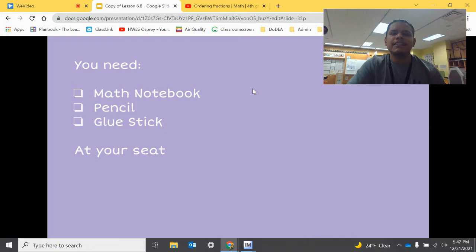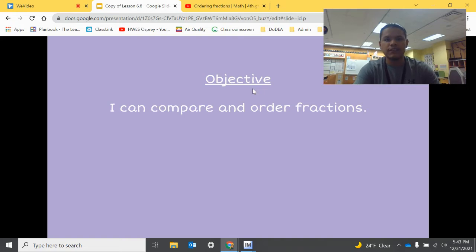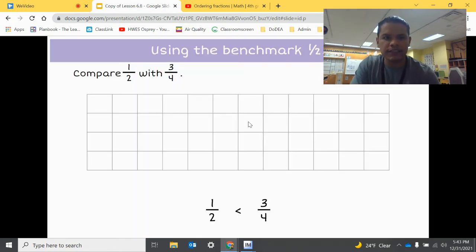It is the last lesson in this chapter. Okay, so we're going to be covering some of the concepts from previous lessons to help you today. The title of today's lesson is Comparing and Ordering Fractions. So your I can statement is I can compare and order fractions.